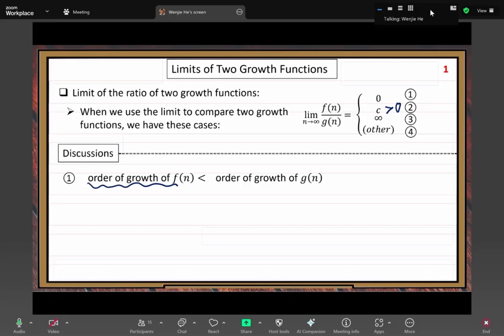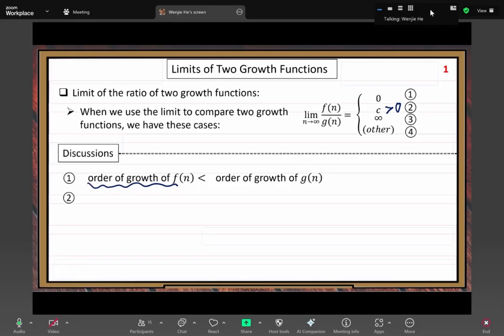Although at this point we do not have the clear definition of this order of growth, at least we know the g function grows much faster than the f function, significantly faster, not just slightly faster.